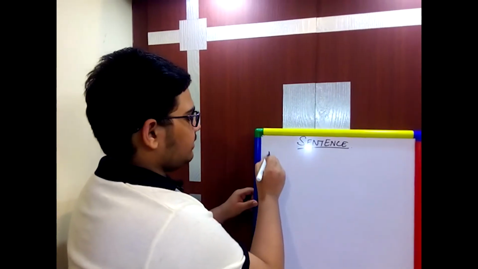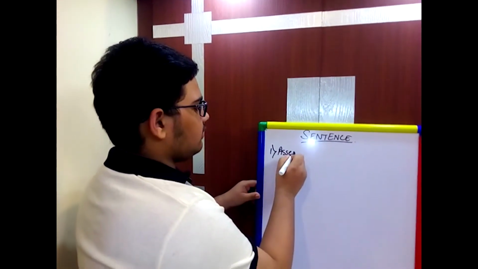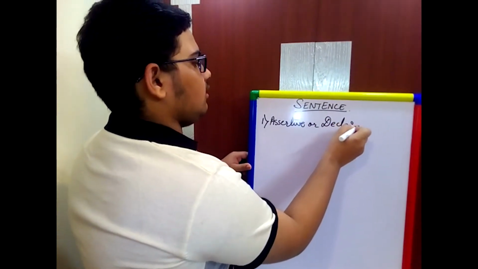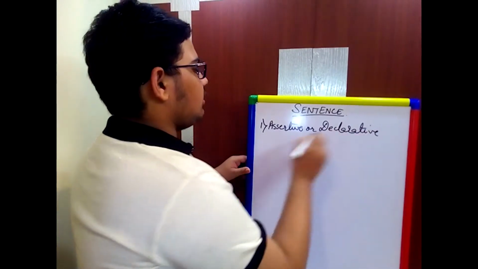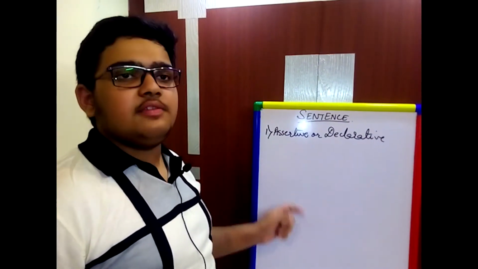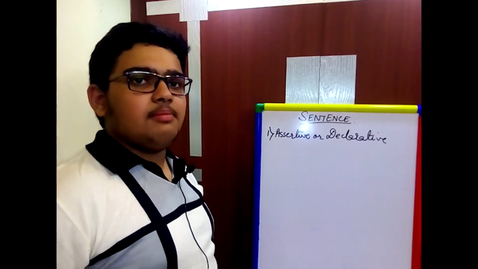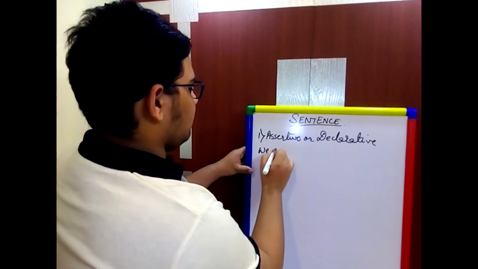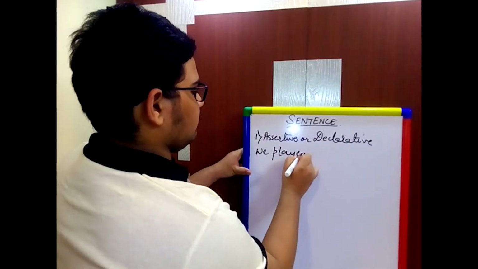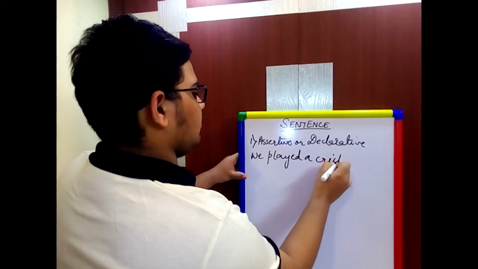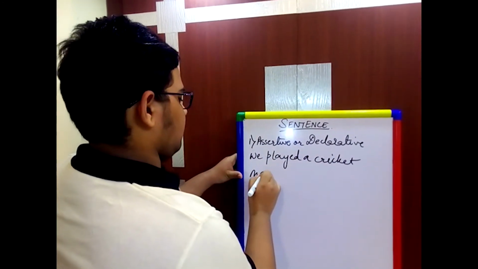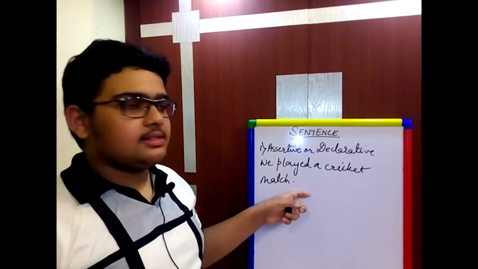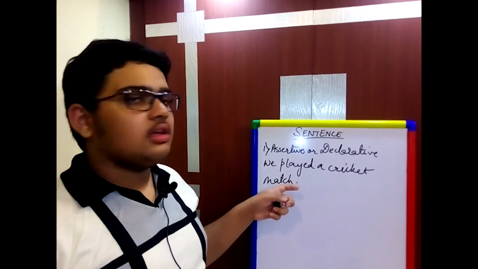Sentences we can divide into 4 types. One is assertive or declarative sentences. Now, assertive or declarative sentence is a type of sentence which states something. For example, if I write, now, this is an assertive or declarative sentence as it states that we played a cricket match last evening.